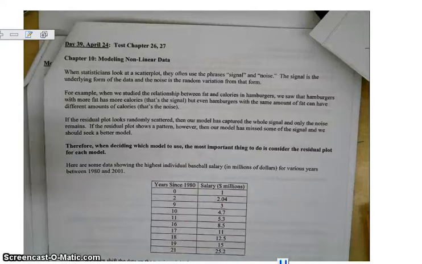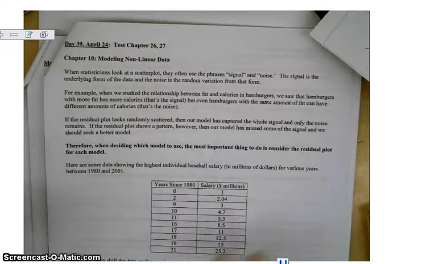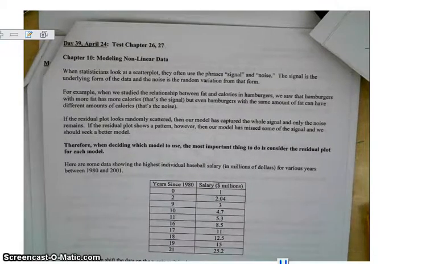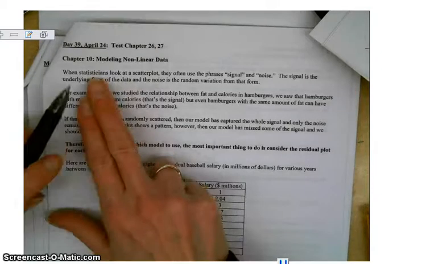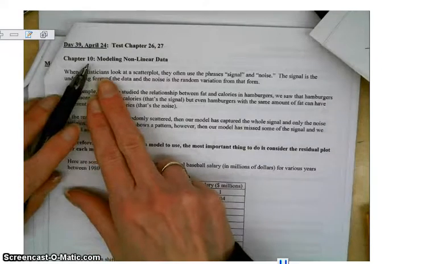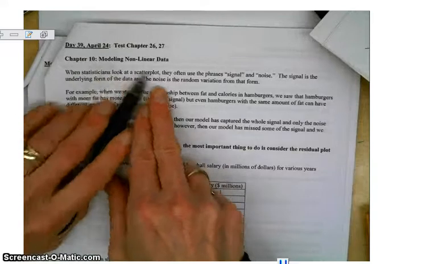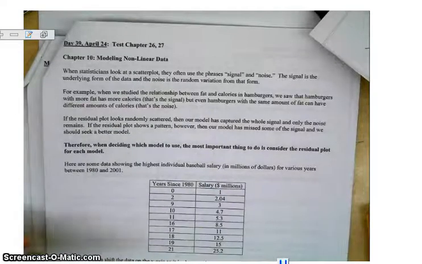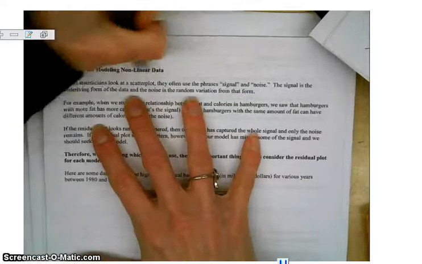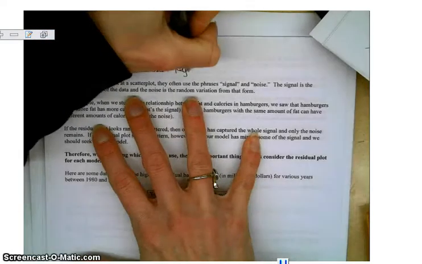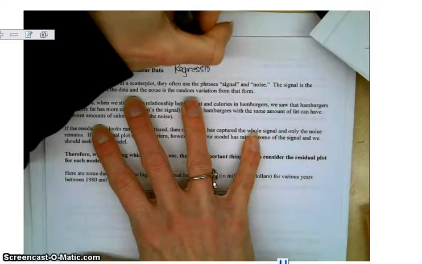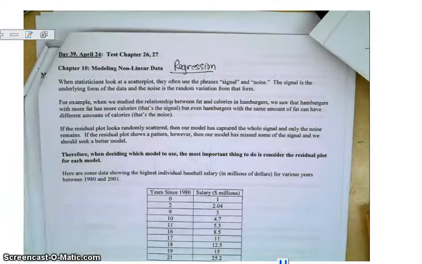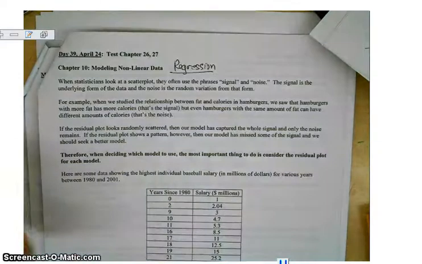Right, this is your very last bit of notes, the last little bit of information that we're going to go over. And this goes way back to chapter 10, and we're going to model nonlinear data. So we're basically going to do nonlinear regression. Okay, and you don't know exactly when you're going to do this. You probably start out thinking you're going to do linear regression.